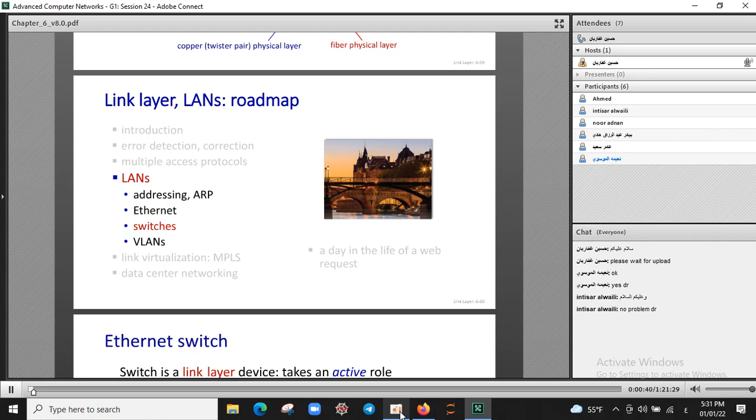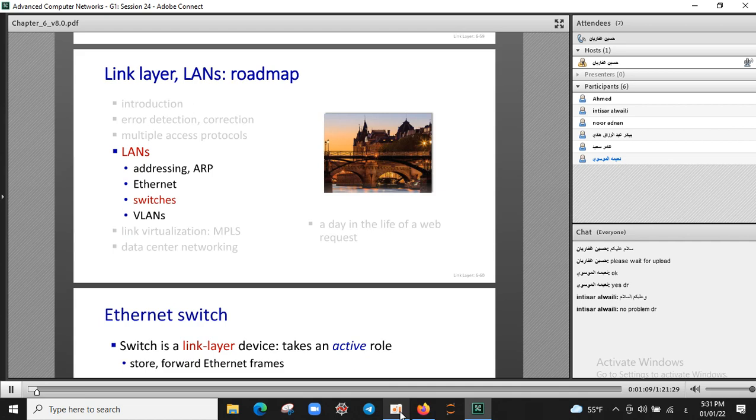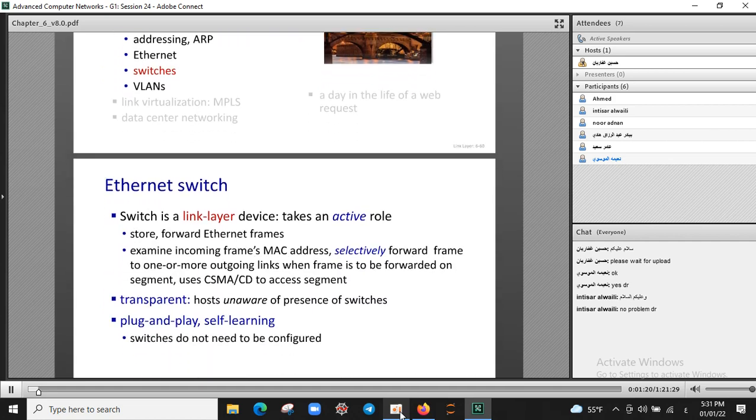This is the last week of this term. Please note, this is the 16th week of this term, the last week. In this week, we want to have a small lecture about the physical layer, layer 1 and layer 2, something between them. We will start with switches, then we talk about VLANs, and after that we have some small talks about MPLS and data center networking.